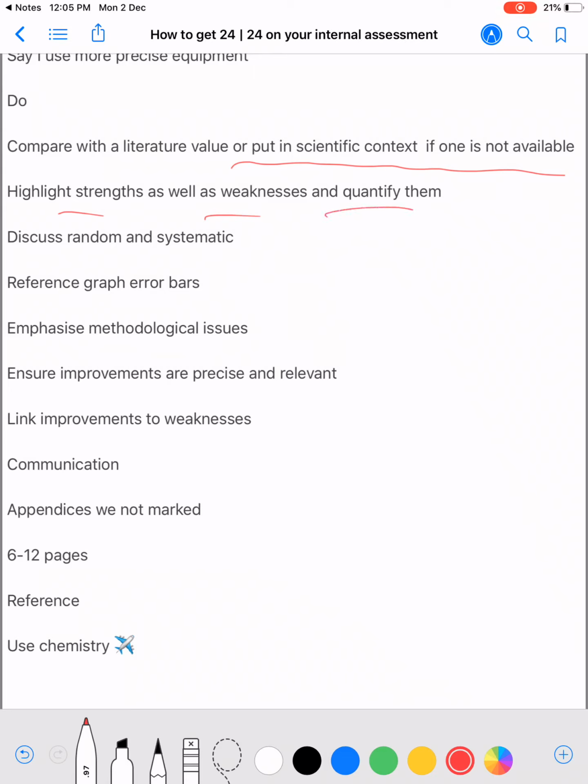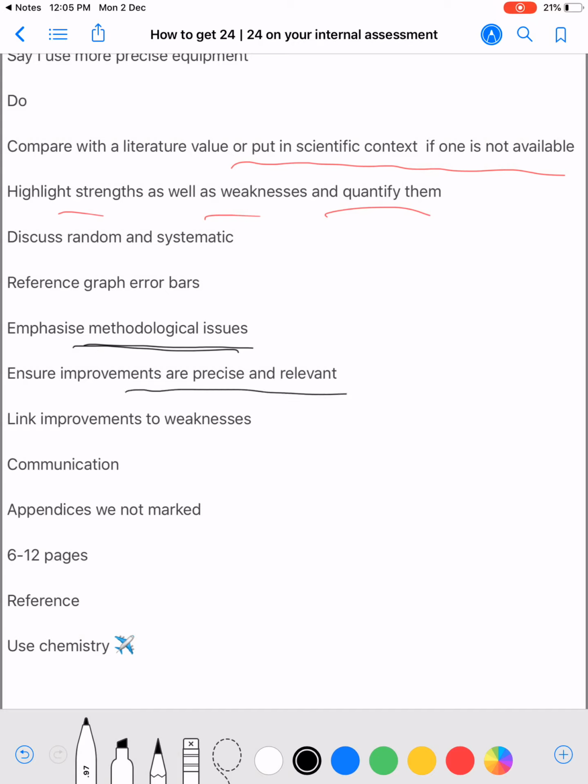And wherever you can, quantify in relation to your uncertainty. We'll see in the IA, which I will share with you in a second, that the magnitude of the random and the systematic errors should be attempted, and that's with reference to your error bars. Talk about methodological issues. How could you improve, having done the experiments, on the original method you set out to do? If you can talk about how you changed, brilliant, that is awesome.